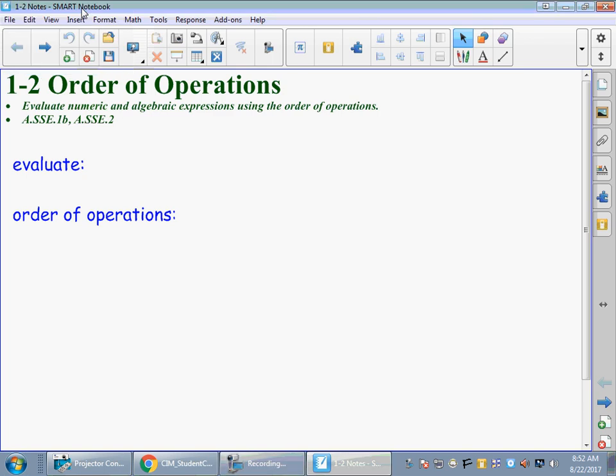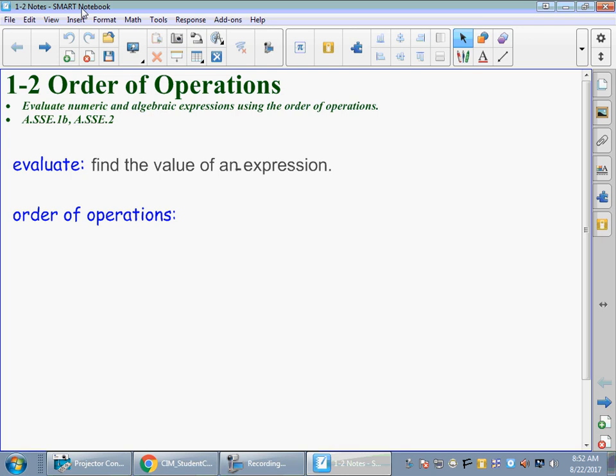These are your 1-2 notes on order of operations. Pretty much reviewed today, so I'm going to try to go pretty quick. You can always pause and rewind and rewatch if you need to. We are going to use the order of operations to evaluate. So we're actually going to get a numerical answer at the end of all these operations. Some of them involve variables, so just replace the variable with a given value and evaluate after that.